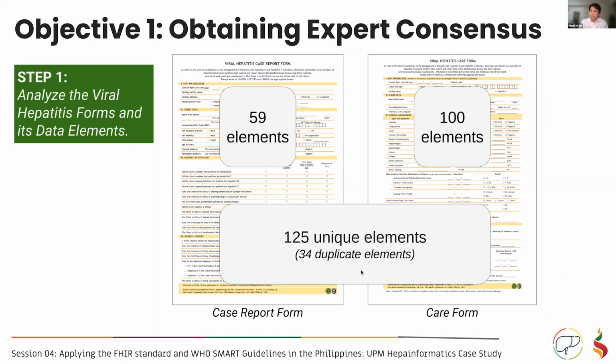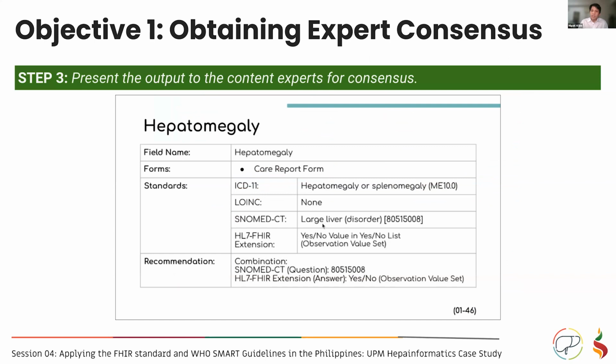So our terminology experts studied these forms, they removed the duplicate elements, and then they looked at every data field and simply mapped it to the different terminology standards like ICD-11, SNOMED, HL7 FHIR extensions. And they presented it to the Hepatology Society and the government, and asked them to have a consensus, because there's no point in pushing for these standards if the people who should use it do not use it.